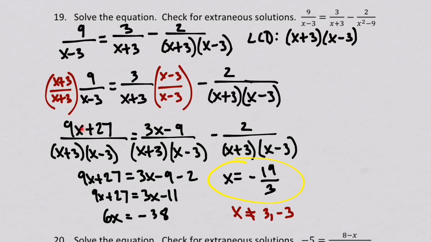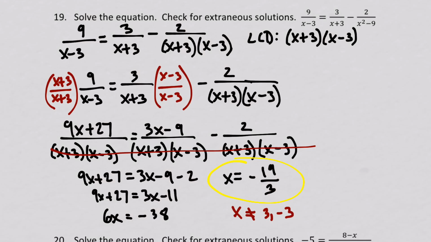I distributed and I got 9x plus 27. On this one I got 3x minus 9. This one stayed the same because the denominator is already what we wanted. When all the denominators are the same, they canceled out right there. And that's how we're left with 9x plus 27 equals 3x minus 9 minus 2. Combine like terms and solve. At the end, it's actually a very simple equation. I get 6x equals negative 38, which means that x equals negative 19 over 3.